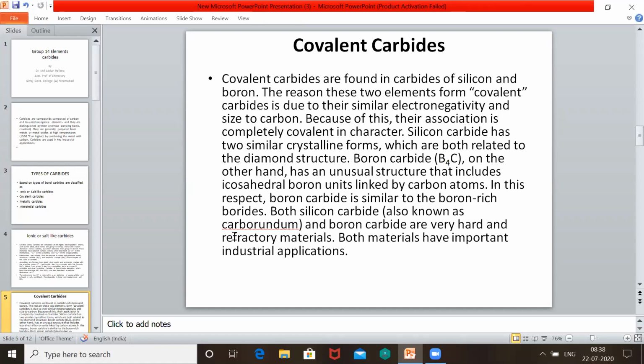And you will be astonished to hear that silicon carbide and boron carbide are very hard compounds. We have seen the motor which drills borewells. The bit contains boron carbide. It is the hardest substance. It even grinds the earth and the big rocks inside the earth. So covalent carbides are found in carbides of silicon and boron. The reason these two elements form covalent carbides is their similar electronegativity and size to carbon.